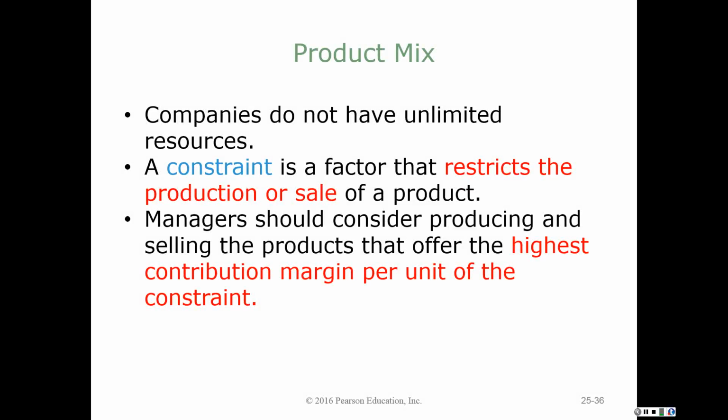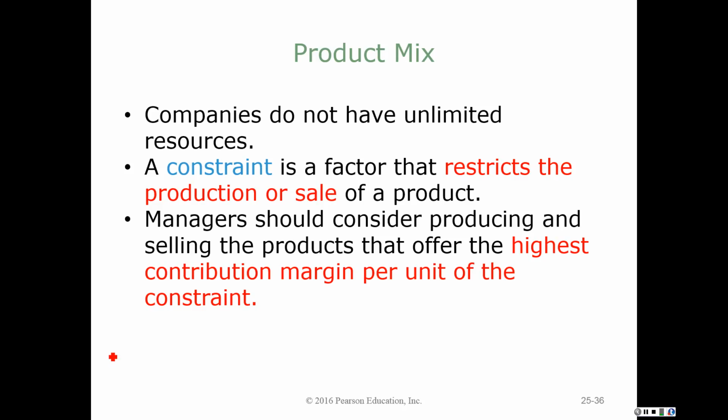The last two topics in Objective 3 address product and sales mix. So unfortunately, companies do not have unlimited resources, and so we have to deal with constraints. In this particular topic, we're going to talk about capacity constraints, and this is something that limits the production or sale of a product. And most of the time, this capacity constraint simply is in the manufacturing process.